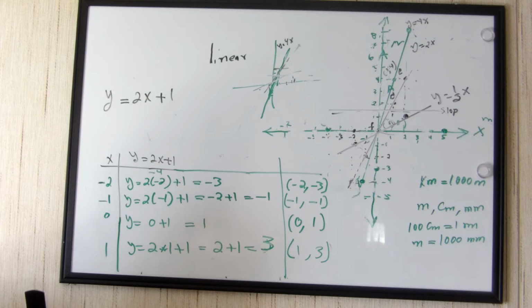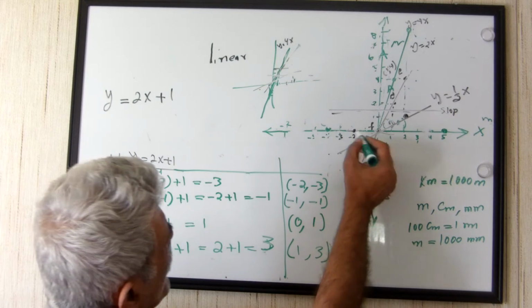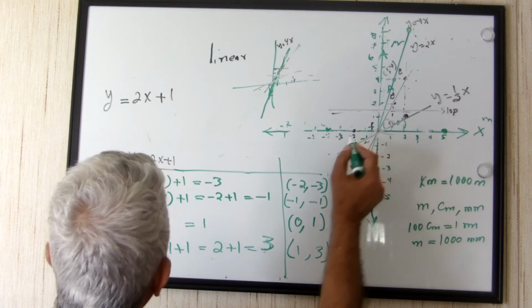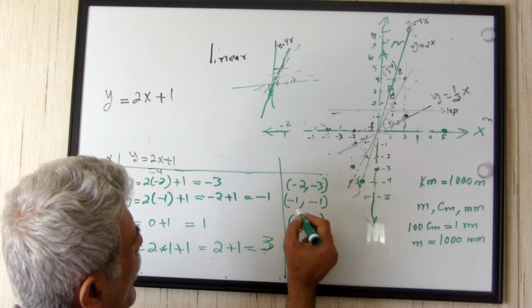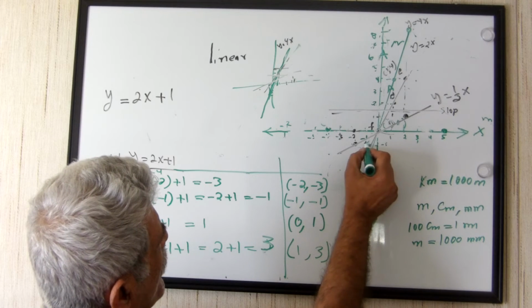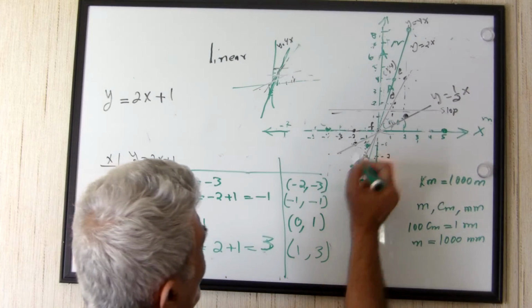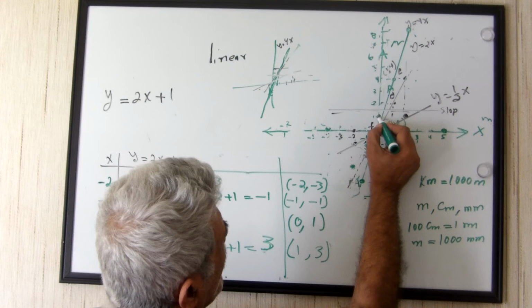Okay, so let's draw this on this one. There is minus 2 here, minus 3 here. There is a point here: minus 2 for x, minus 3 for y. This is the point minus 1, minus 1. There is another point here, and then 0, 1. Remember x is 0, y is 1. It's going to be right here.